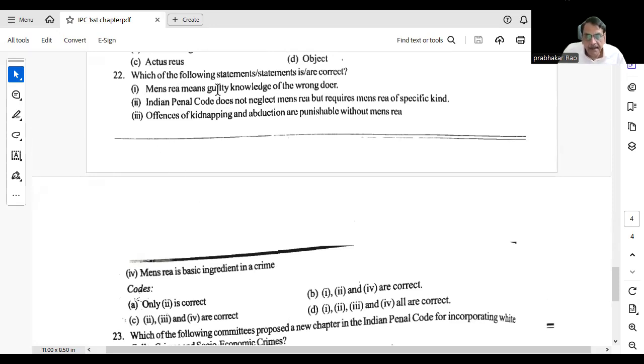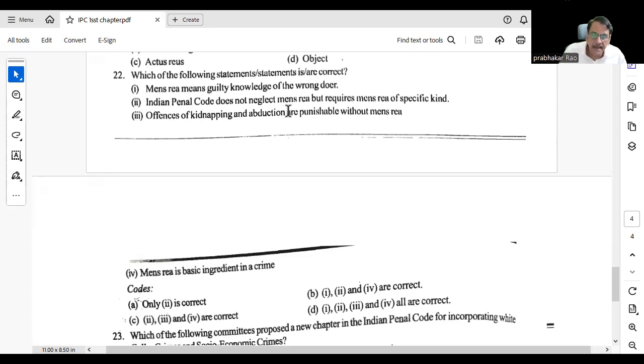One, mens rea means guilty knowledge of the wrongdoer. Again, this is the most probable answer we are searching for. Because guilty intention of the wrongdoer, it is not knowledge. Mens rea means guilty intention. Mens means intention, rea means guilty. Here knowledge is there in the case of intention. That's why it is the wrong answer. Wrong statement. And the remaining statements are correct.